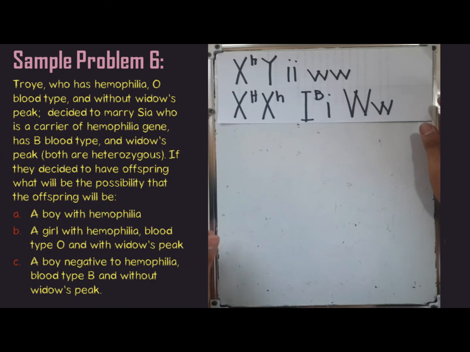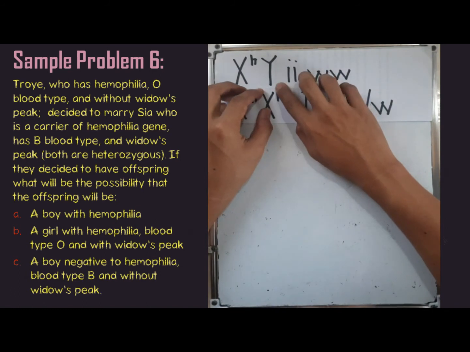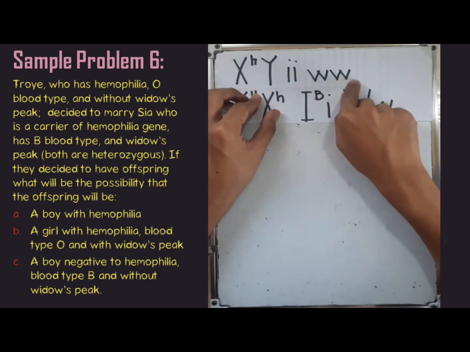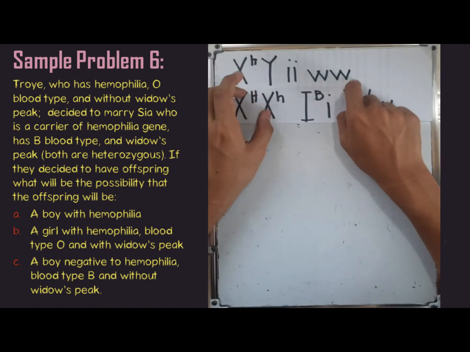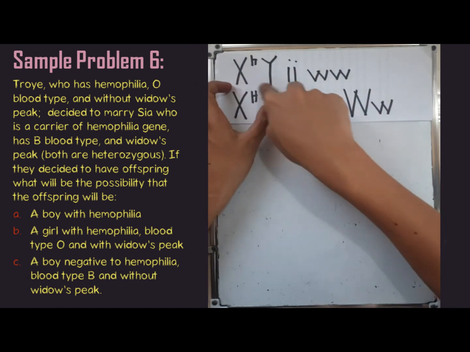Now, when it comes to the genotype that is present on both Troy and Sia, according to this problem, Troy, who has hemophilia, O blood type, and no widow's peak, this would be his genotype. Remember that since Troy is male, he possesses the 23rd chromosome pair that is X and Y. On the X chromosome is the hemophilia gene. That is why it is manifested in this manner.